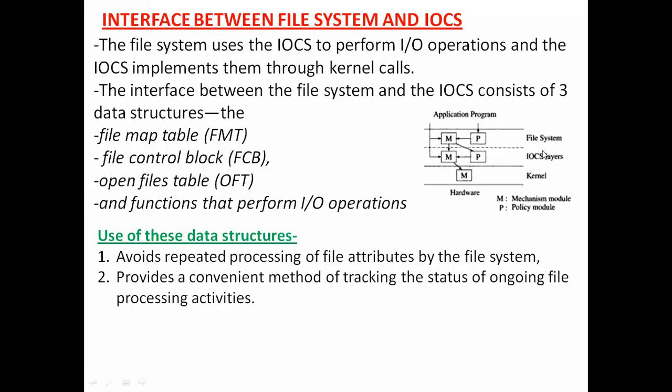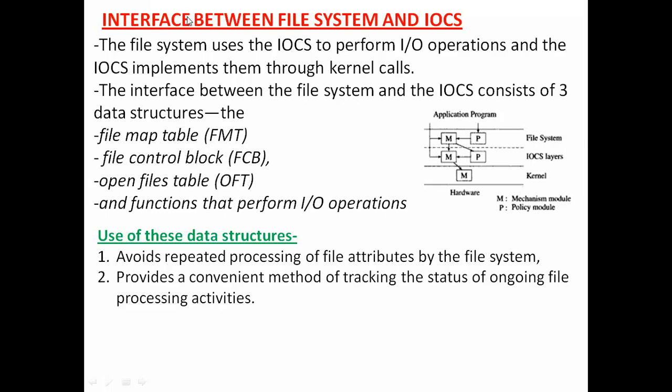So we can have functions like IOCS open, IOCS close, IOCS read, write, etc. Therefore, you can find here a one-to-one mapping between the functions or system calls used in the file system layer and the functions used in the IOCS layer. The file system is the top layer and will use the facilities provided by the layer below, the so-called IOCS layer. Keeping this in mind, we can look at some details regarding FMT, FCB and OFT.